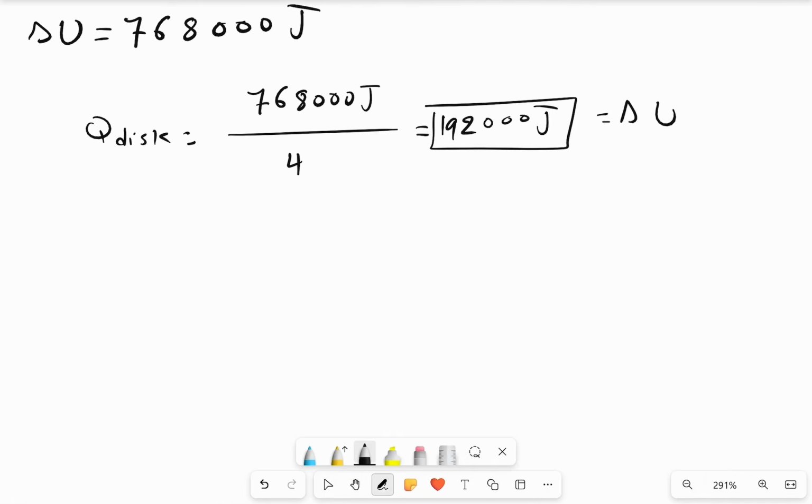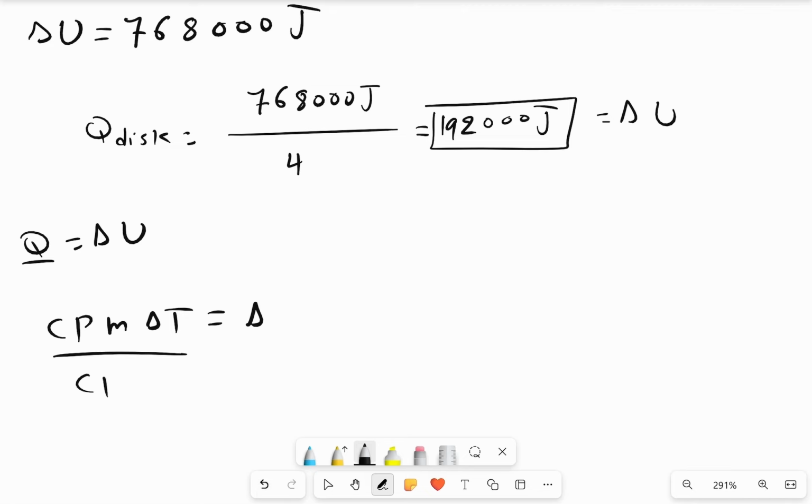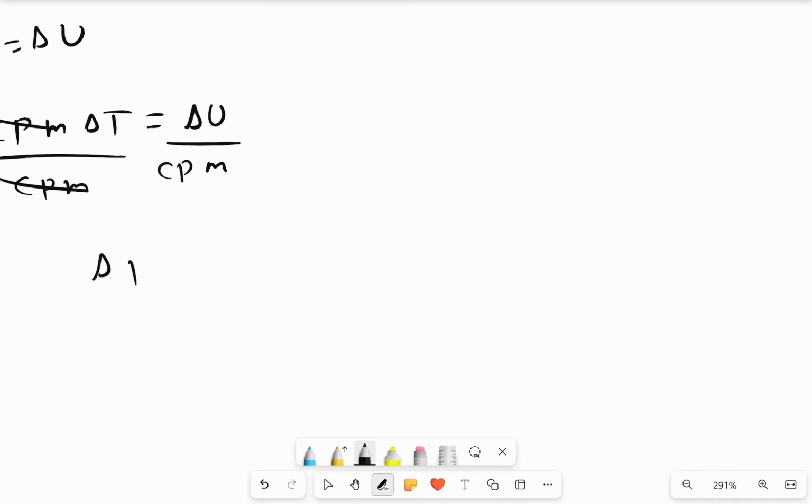Now let's find delta T. So Q is equal to delta U, and we know that Q is equal to Cp mass delta T, which is equal to delta U. To find delta T, I'm going to divide this by Cp mass. So Cp mass cancels. We have delta T, which is equal to delta U divided by Cp times mass. Mass of what this time, guys?